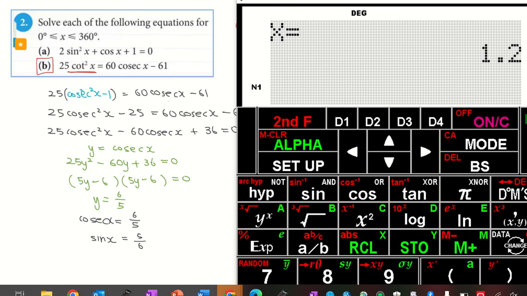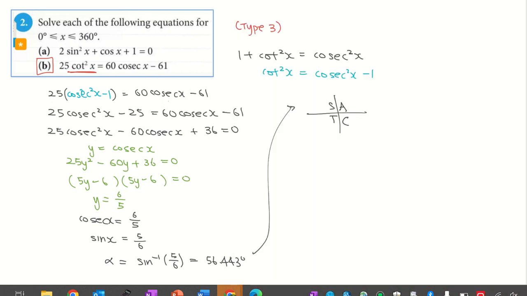So I will just find the alpha. Sine inverse 5 over 6. I will get 56.443. Then you find what's the quadrant. What's the quadrant that's available? I have positive of sine. It can only be in these two quadrants, first and second. So I will get first quadrant and the second quadrant.